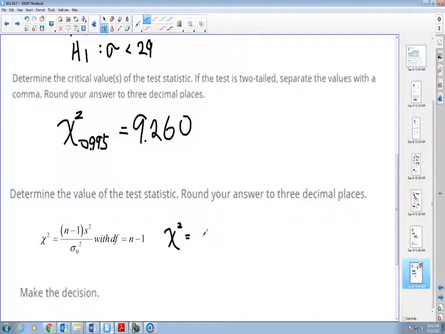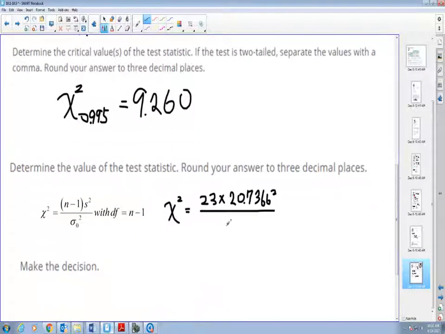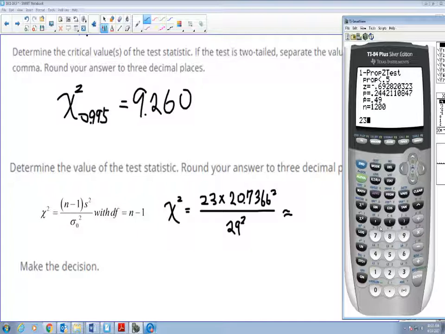minus 1 is 23, so I'll go ahead and say 23 times my sample standard deviation s, which is 20.7366, and make sure you got to square it. The only time you don't square it is if they give you the variance already. Divided by sigma I'm testing, 29, got to be squared, 3 decimal places. 23 times 20.7366 squared. Then we will divide it by 29 to the second power. Okay, 3 decimal places, that will be 11.760.